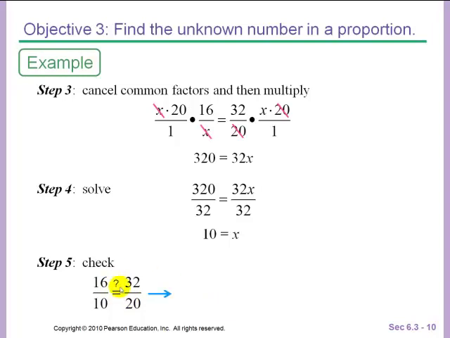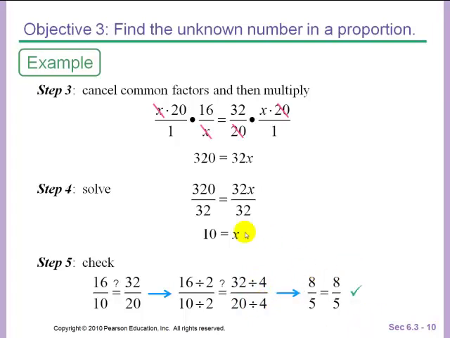Let's simplify both ratios. 16 over 10, you can divide numerator and denominator by 2. 32 over 20, I can divide both numerator and denominator by 4. And they both simplify to be 8/5. Notice our answer is not 8/5. Our answer is 10 equals x. It's simply that we wanted to check to make sure that the two ratios simplify to the same value, 8/5. So our final answer is 10 equals x.